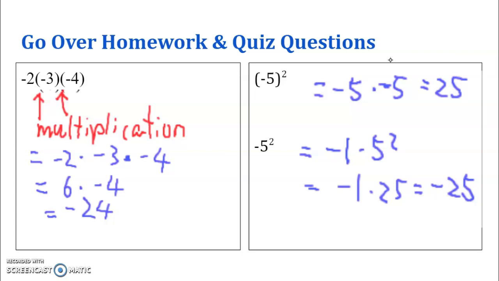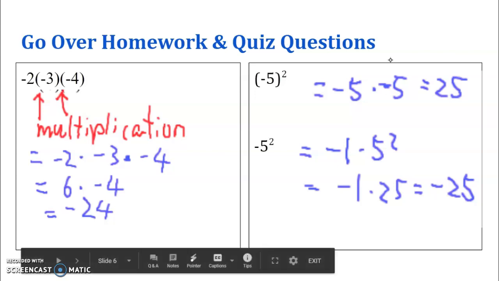In contrast, negative 5 squared, what does that mean? This is really negative 1 times 5 squared. The negative sign in front is really just the abbreviation for negative 1, and the operation is multiplication here. So 5 squared is 25 times negative 1 is negative 25. So that's what you should have.